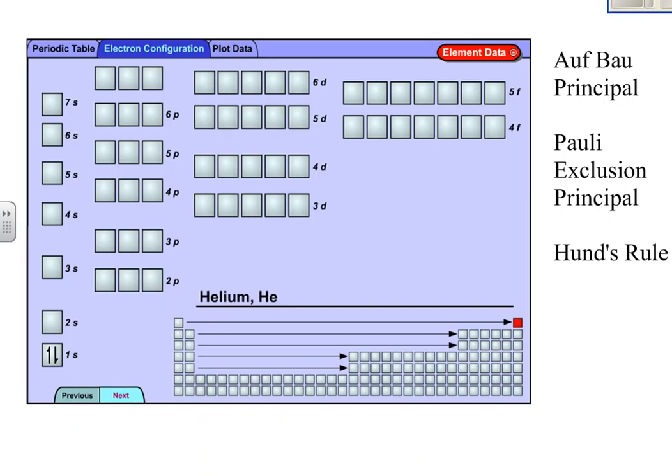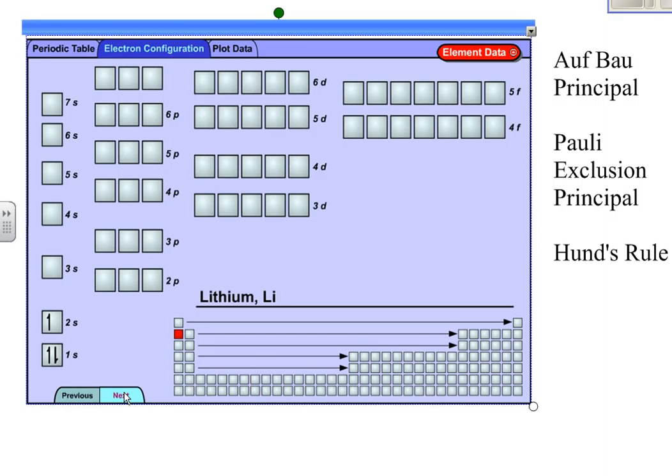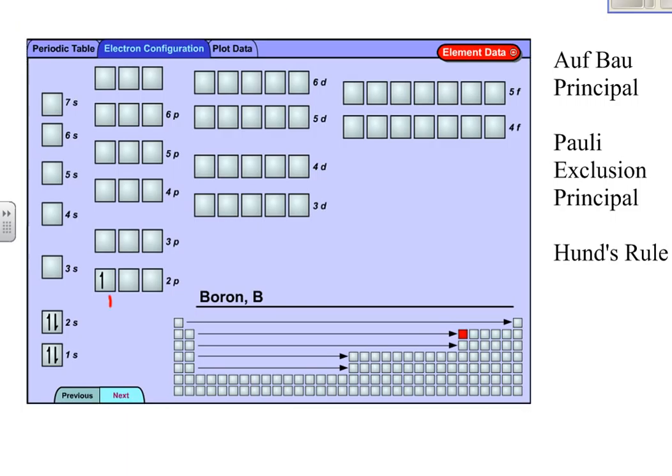Okay, continuing on from helium, we go to lithium, 1s2, 2s1, to beryllium, 1s2, 2s2, to boron. Notice now we've gone into 2p's. When we go on to carbon and we add another electron, we've got kind of a choice here. We could put the electron into the same orbital as that first electron in the 2p's in the boron, or we could put it into its own orbital.